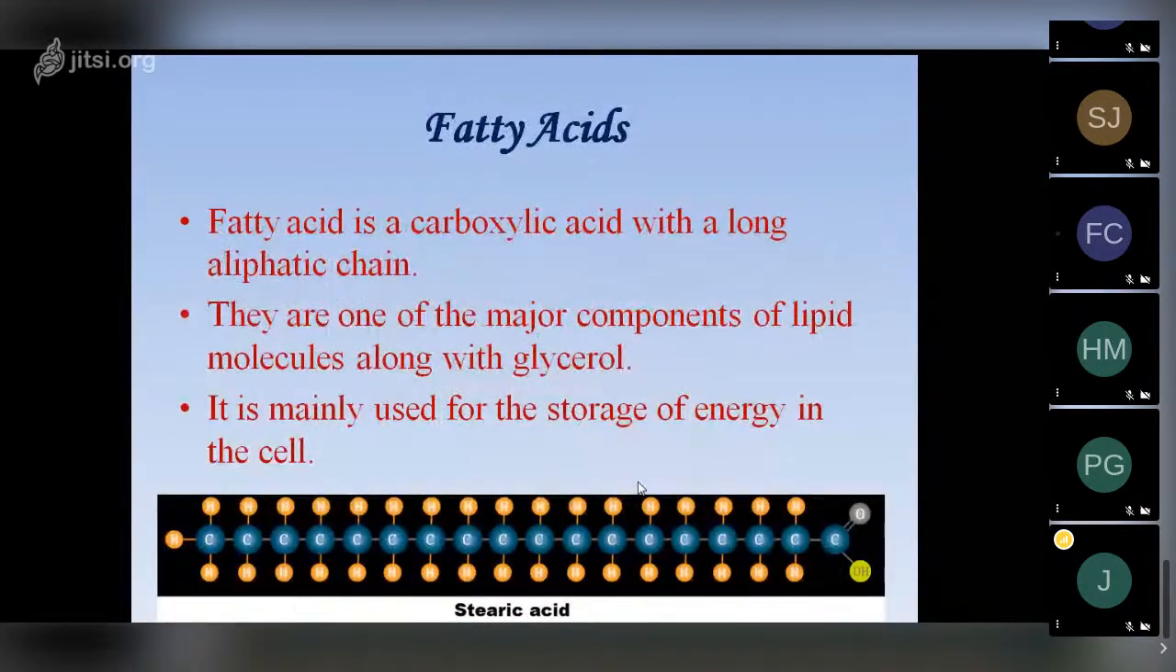Now I am coming to the next thing, which is the last type of macromolecule, the fatty acid. As I told you, a fatty acid is a carboxylic acid with a long aliphatic chain, and they are one of the major components of the lipid molecule along with the glycerol. In the lipid molecule, along with the glycerol, two fatty acid chains are interacted together. On the OH groups present in the glycerol, two fatty acid chains are present to form the tail groups. Glycerol will make the head group, and two fatty acids will make the tail group of a lipid, phospholipids.